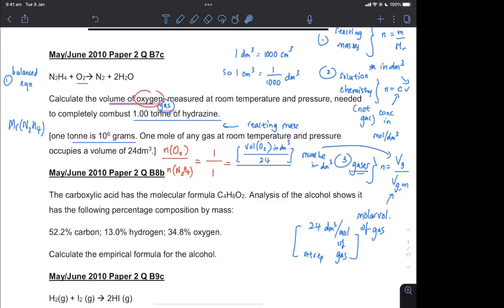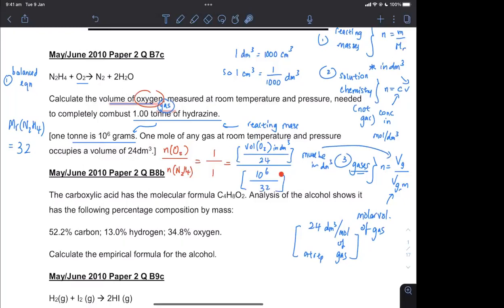So I need to use mass over mR. So I need the mR of N2H4. 14 times 2 plus 4 times 1 is 32. So at the bottom there is your mass over mR. I must convert the tons into gram because in mass over mR, the mass is in gram, the mR is in gram per mole. So 10 to the 6th gram divided by 32.